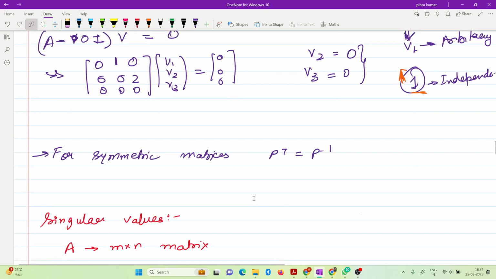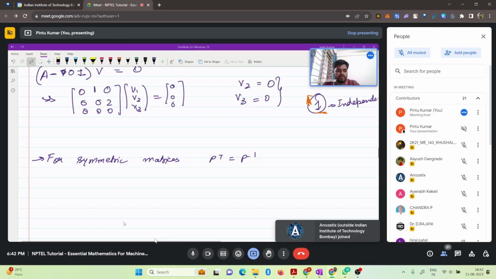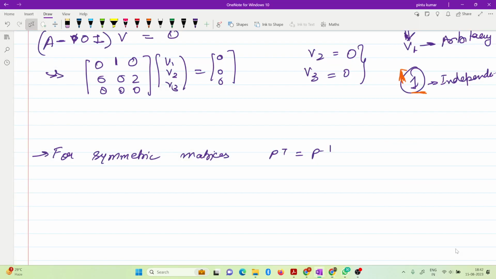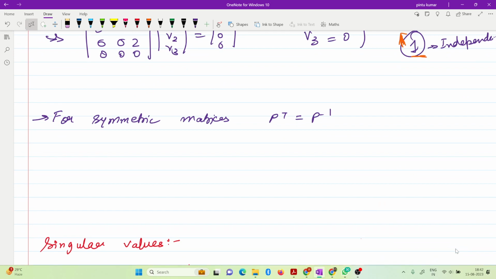Any doubts in eigen decomposition and these things? Then I'll move to symmetric matrices. I'll wait for 2 minutes, and if you have any doubt, you can ask. Then I'll move to singular values and those kinds of things.